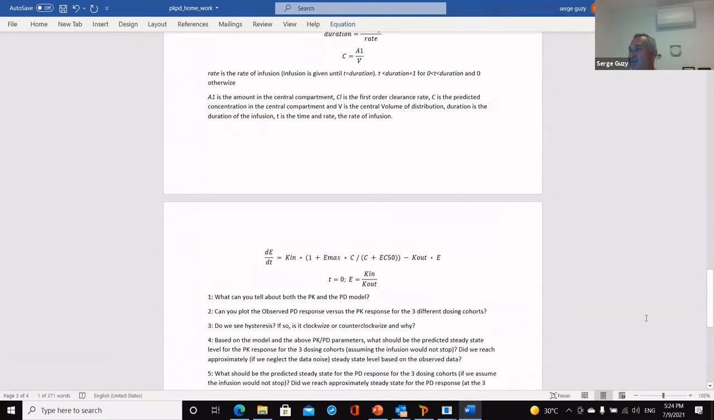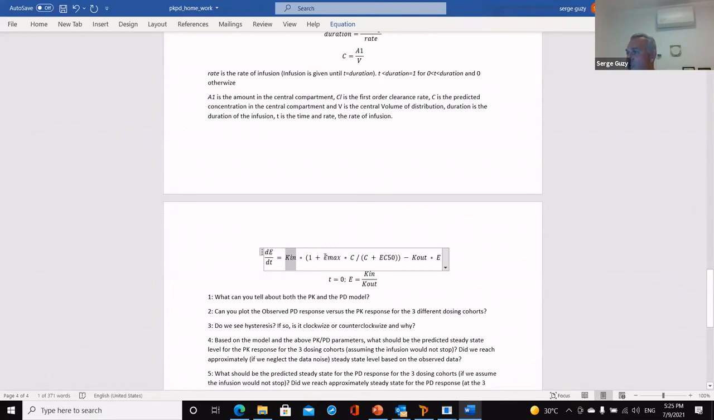Now, the equation for the PD part. Okay, you can see that dR/dt, which is the change in the response over time, depends on 2 things: the production of the biomarker and the elimination of the biomarker. The production of biomarker without a drug is called Kn.